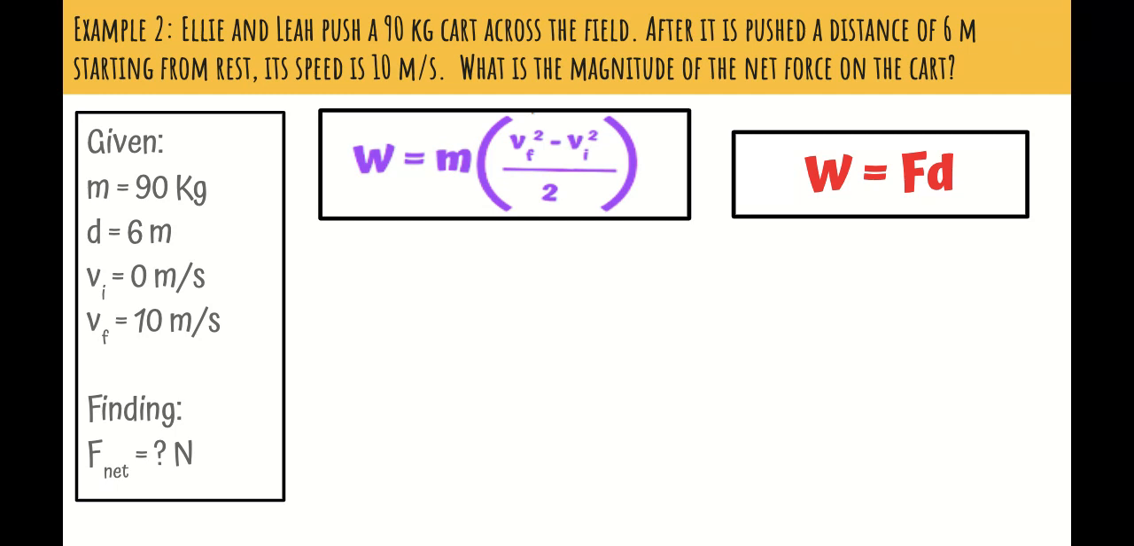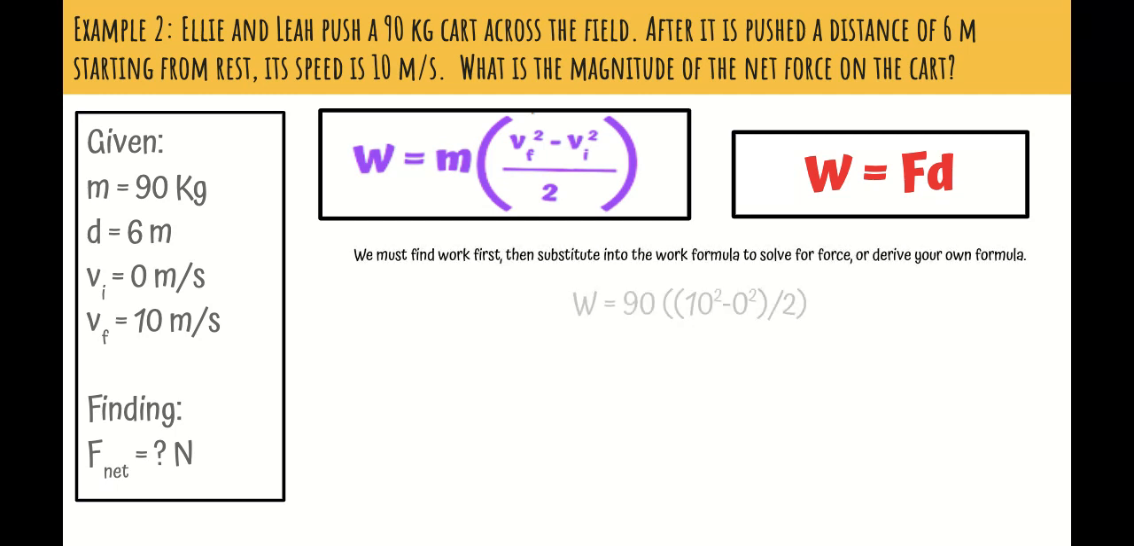So if you have all of this information, we're trying to find the net force, we know that we're going to have to eventually use this red formula because it has force in it and the purple one does not. So we are going to first use the purple formula and solve for work, and then we can come back in and substitute work into the red formula with the distance that's given to solve for the force. You could also derive your own formula using these two if you would like. So here we're going to do it the method that I described.